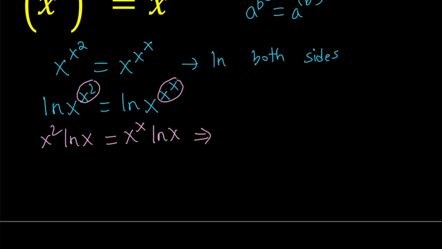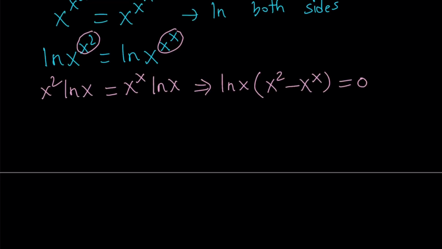So instead, let's just go ahead and put everything on the same side and factor. So ln x is a common factor, so I'll take it out. And this is going to give me x squared minus x to the power x equals 0. Again, here I'm assuming that x is always positive, but I'm also going to be looking at the negative solutions.